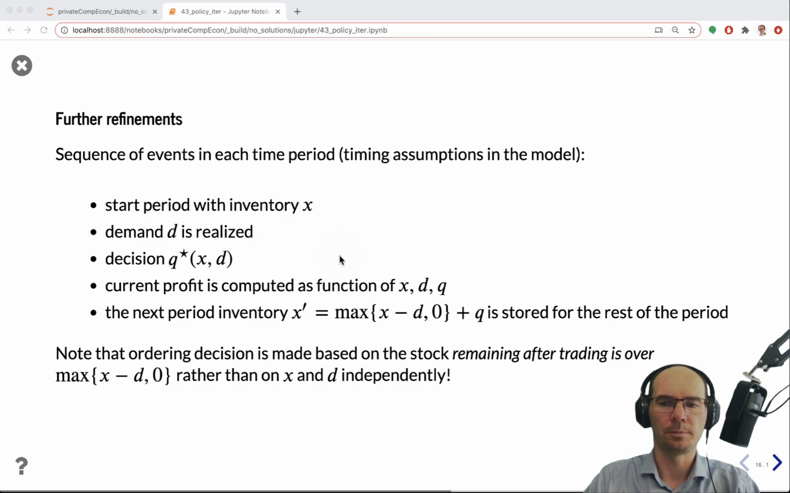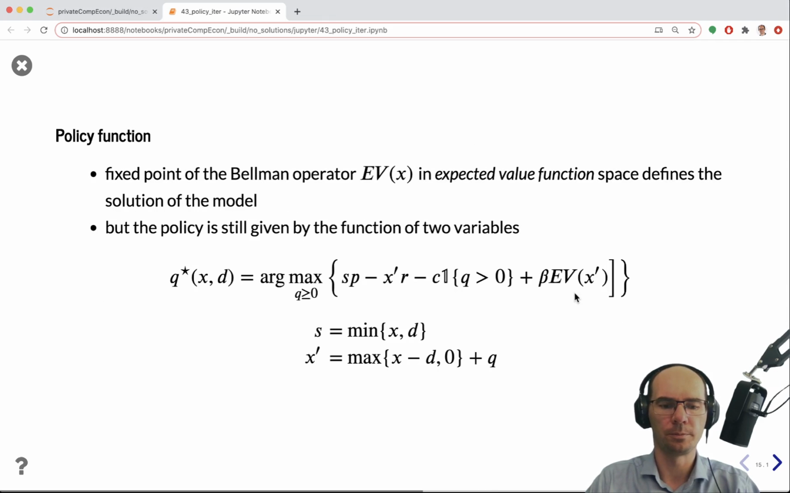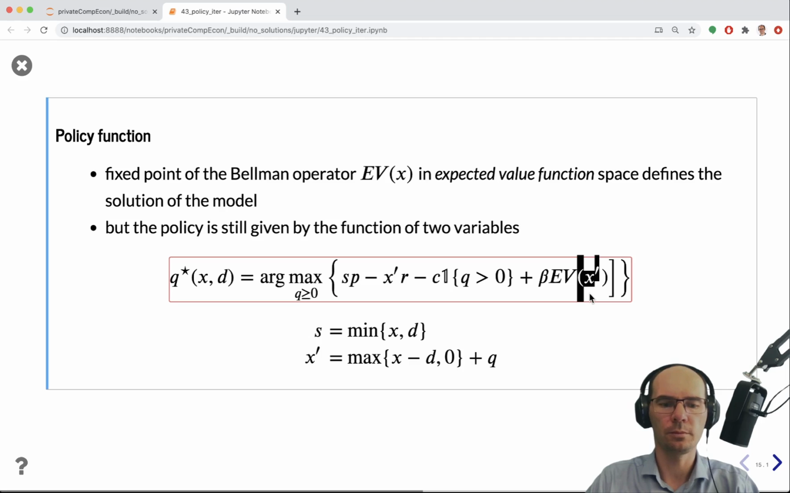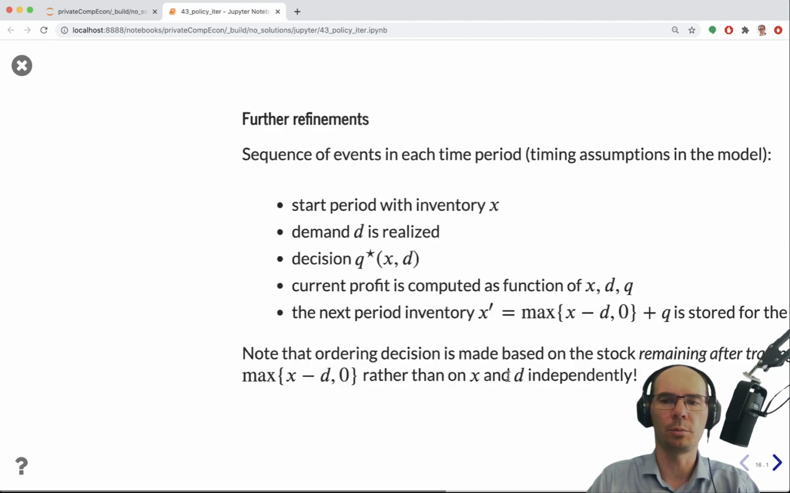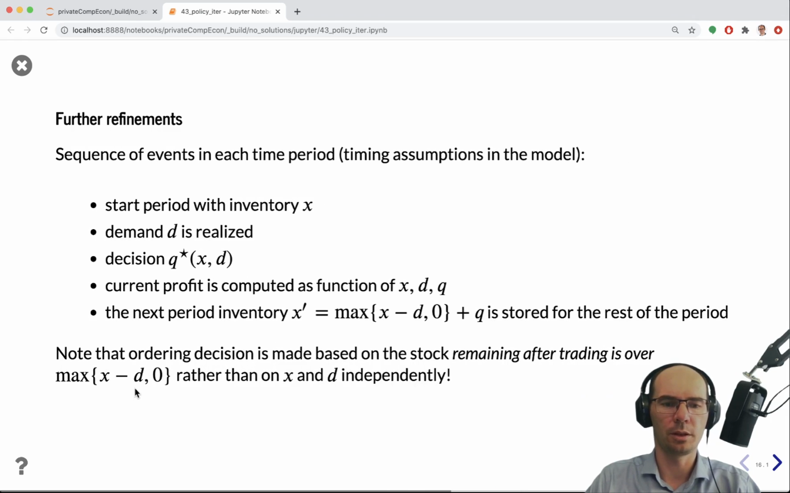And as I said, because the future has this expression in the value function here, that's how the q interacts with the other variables. That's what it's really conditioned on, not on x and d independently.